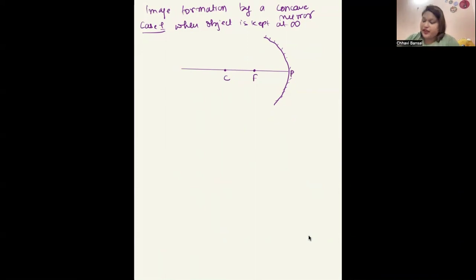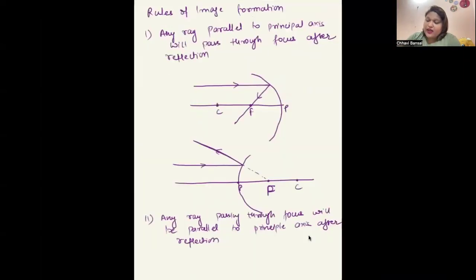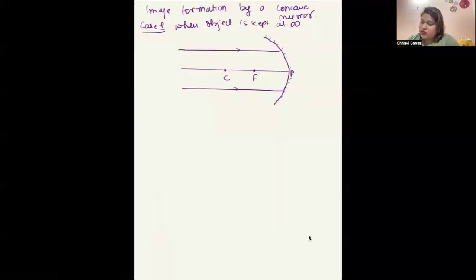So when the object is kept at infinity, the rays coming from the object will be parallel to the principal axis. And we know, according to the first rule, any ray parallel to the principal axis will pass through the focus after reflection. So all the rays will pass through the focus after reflection. Right? This is how it is. Okay. Now, if you see, all the rays are converging to the focus.